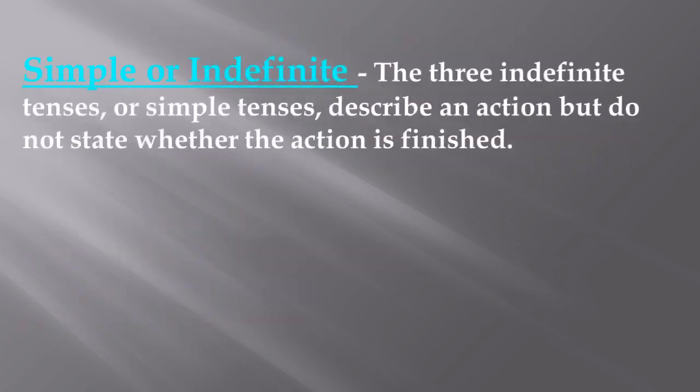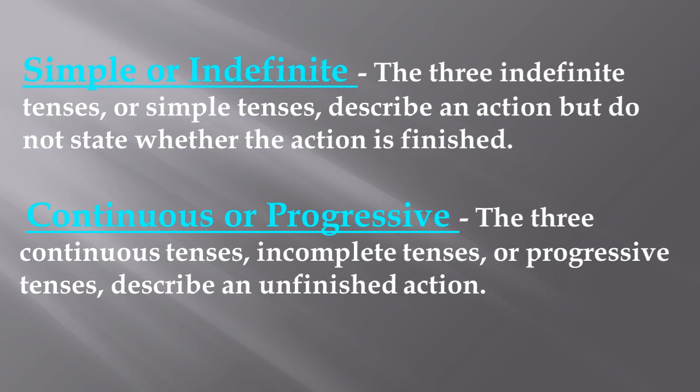Simple or indefinite. The three indefinite tenses are simple present tense or present indefinite, simple past or past indefinite, simple future or future indefinite. So these indefinite tenses describe an action but do not state whether the action is finished. Continuous or progressive. Respectively, there will be three continuous tenses, incomplete we can say, or progressive tenses that describe an unfinished action.